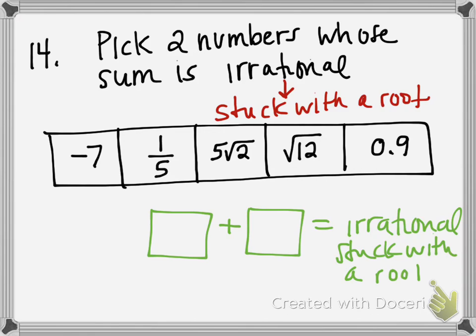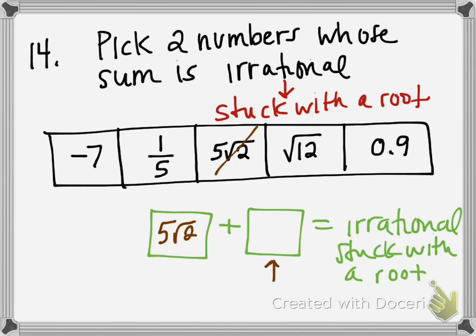So, if you want to be stuck with a root, the first thing you should probably choose is a square root. So it really doesn't matter what root you choose. There's two to choose from, so you could use 5 square root of 2, or you could use square root of 12. So I'm going to choose 5 root 2. Once I choose a root, I'm always going to be stuck with that because no matter what you add to it, you can't ever combine any of these other numbers.